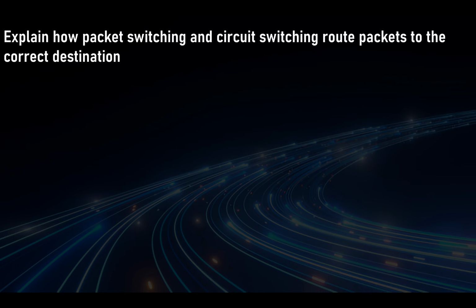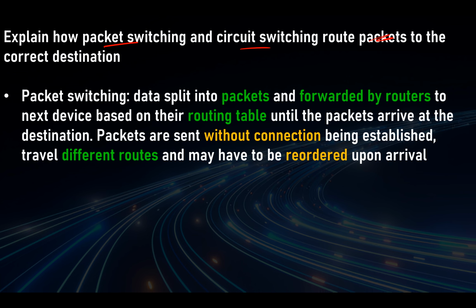Next one, explain how packet switching and circuit switching route packets to the correct destination. Actually, this shouldn't really say packets, because in packet switching you call it packets, while in circuit switching you just call it data. Again, pause the video, have a go. So packet switching: data is split into packets and forwarded by routers to the next device based on the routing table, until the packets arrive at the destination.